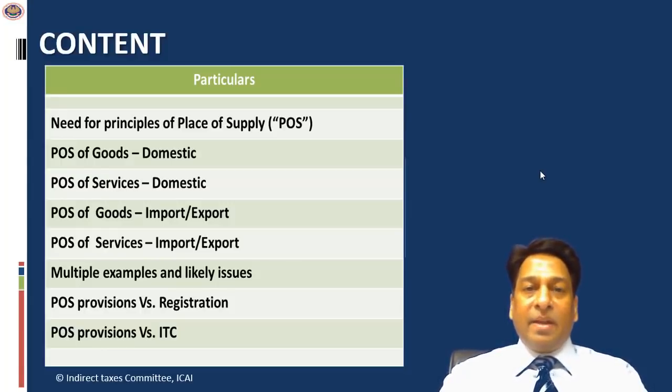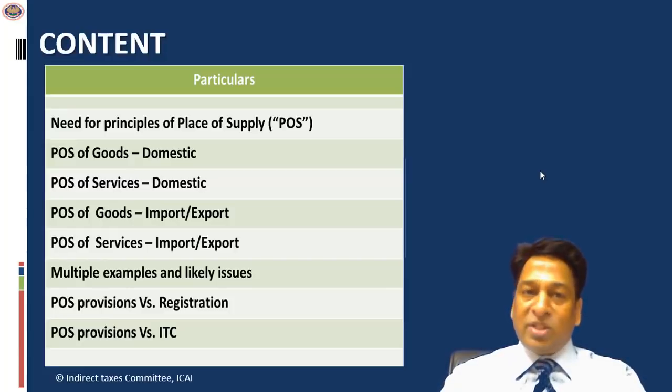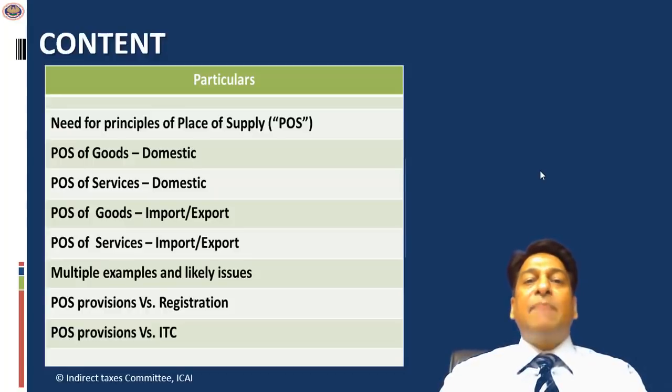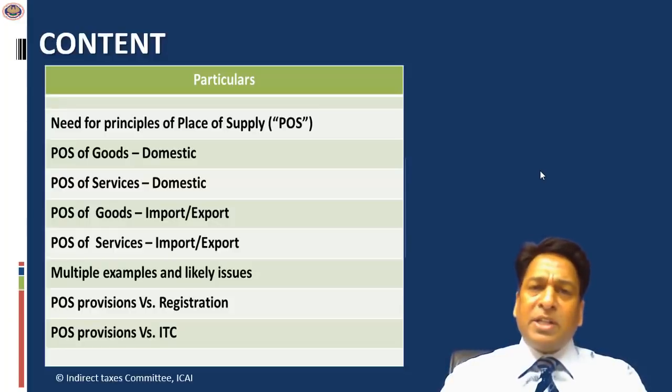Why is there a need for place of supply for goods and services? What is the provision? How to determine place of supply for goods in a domestic transaction within India, and place of supply for goods in export and import. Then we are going to discuss place of supply for services within India. Similarly, we will discuss place of supply for export and import of services. And we are going to discuss with multiple examples.